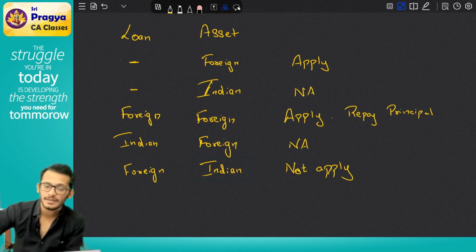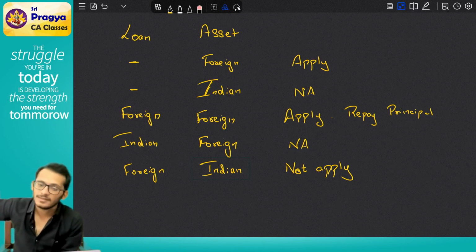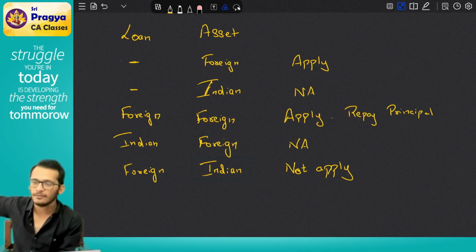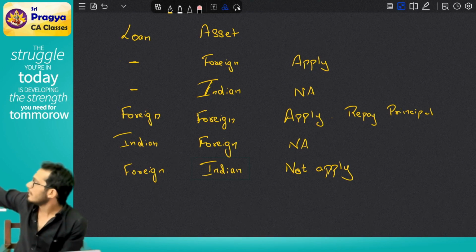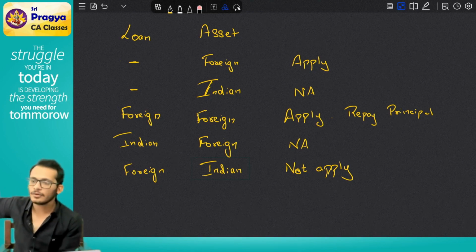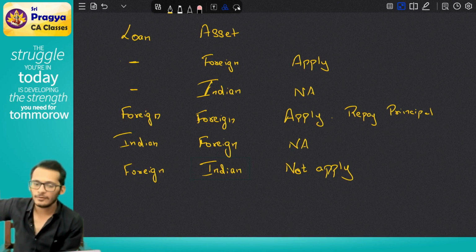Not apply is in the case of the last scenario where technically you have a foreign exchange loss, but the section is not applying because the asset is not foreign. Not applicable is the cases where you don't even have a foreign exchange loss. Notice, no? If the asset is from India, will you ever have a foreign exchange loss? No. If the loan is from India, you're going to make the payment in Indian currency, will you have a foreign exchange loss? So those are the cases where it is not applicable.